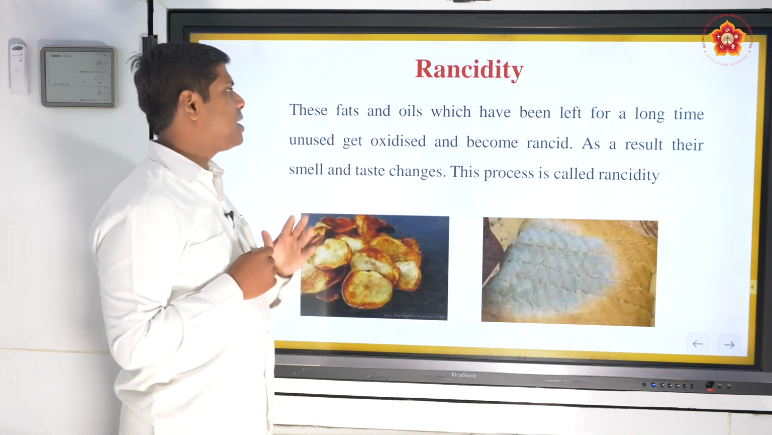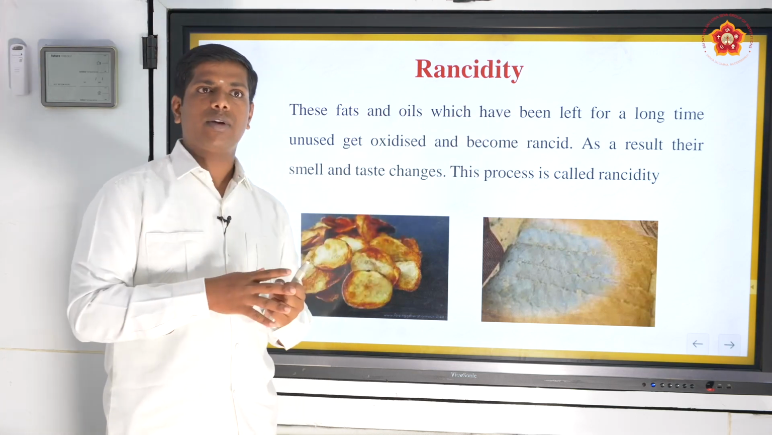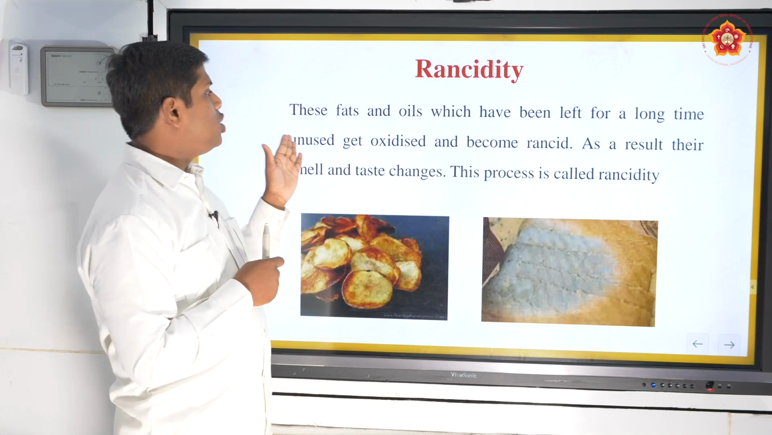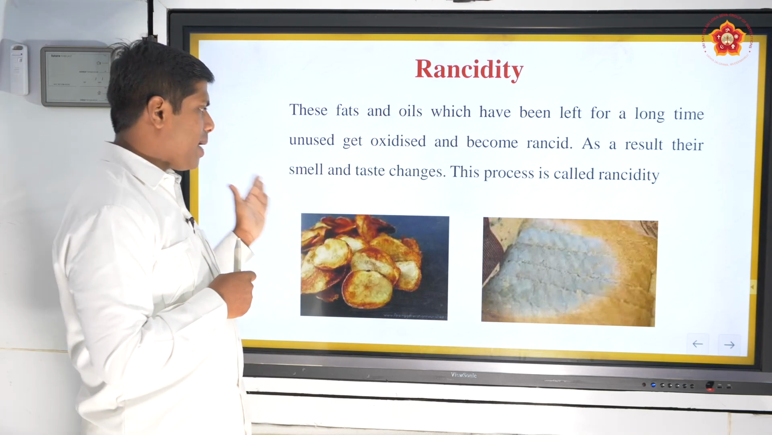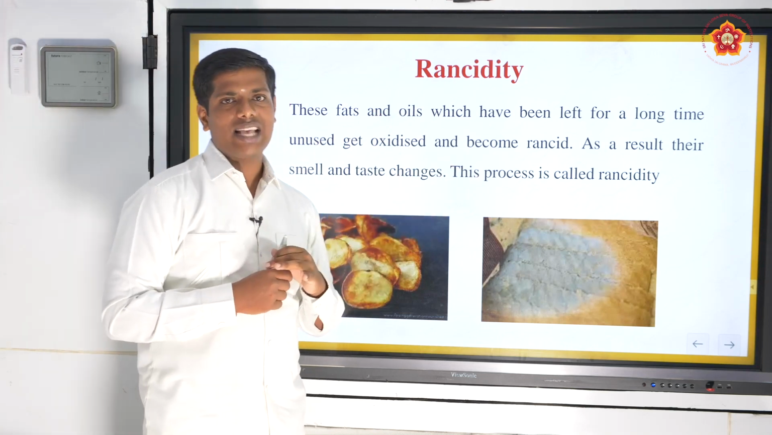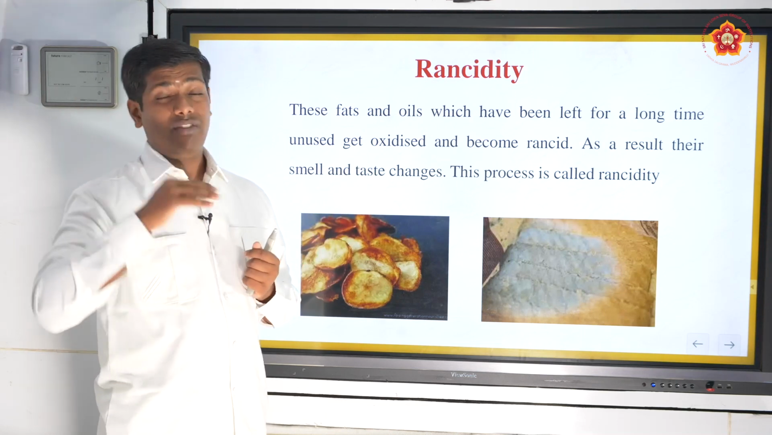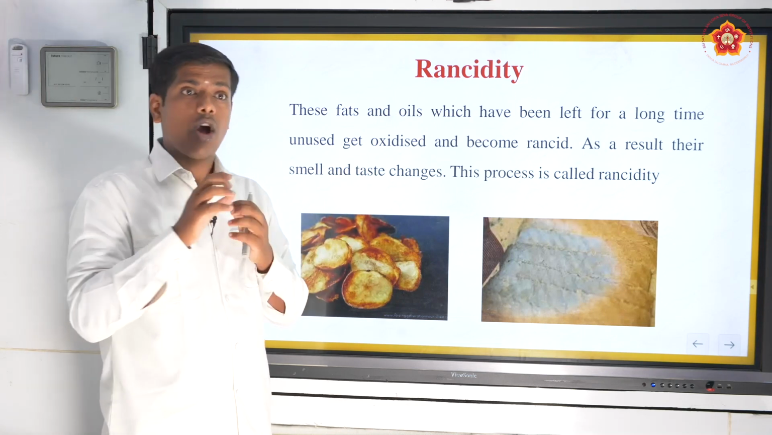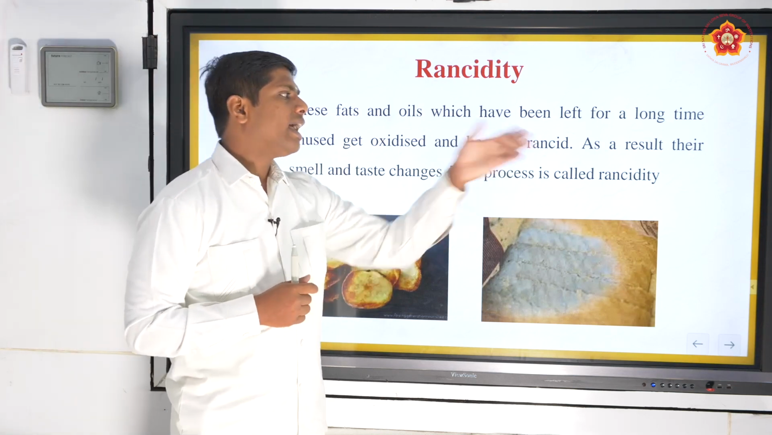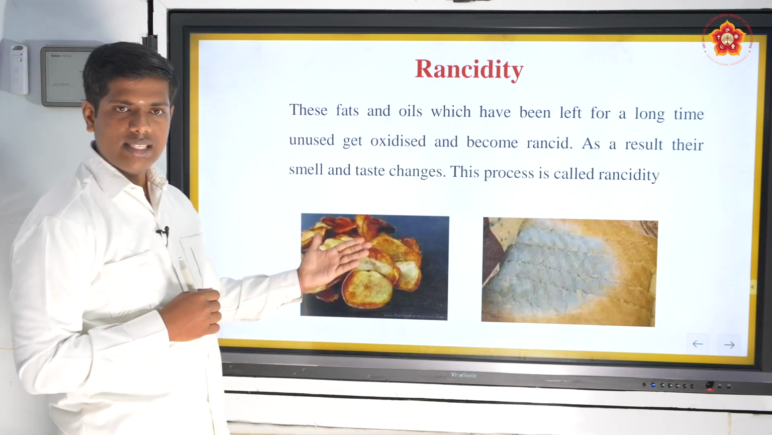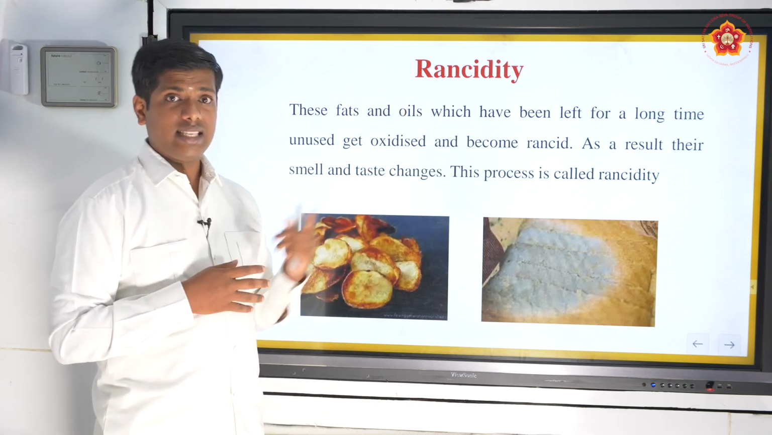Rancidity means fats and oils which have been left for a long time. If you keep chips for a long time, the oils get oxidized and become rancid. As a result, smell and taste change. This process is known as rancidity. If you leave this chips packet for a week, we get a bad smell and can't eat it. The oil and fats inside the chips have been oxidized. You will also see this in bread mold, where you can see rancidity.